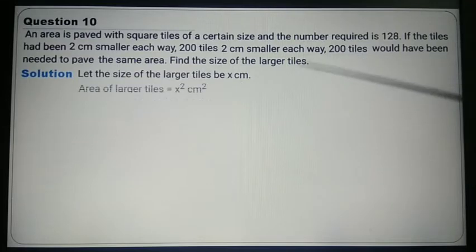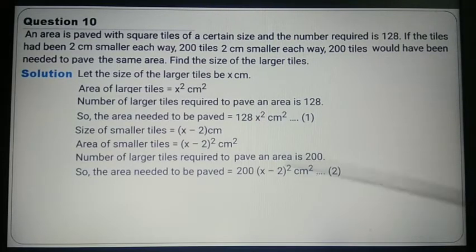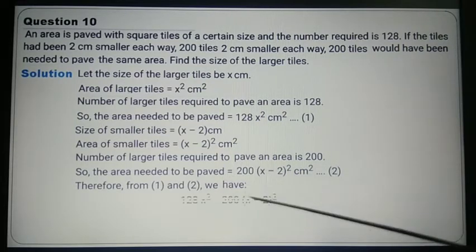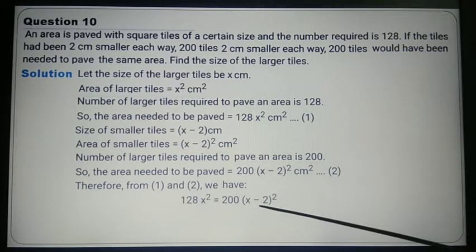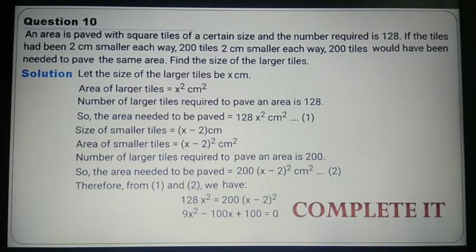Now obviously we have seen that both areas are equal, right? So this is number 1 and this is my number 2, so both give me the same area. Therefore, from 1 and 2 we have 128x squared equals 200 into (x minus 2) whole square. Okay, solve it and arrive at this quadratic equation, and you will complete it by yourself. Pause the video to note down.